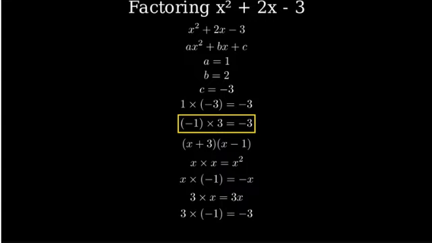Now let's combine like terms. We have x squared, and minus x plus 3x gives us 2x. And finally, we have minus 3. This matches our original expression exactly.